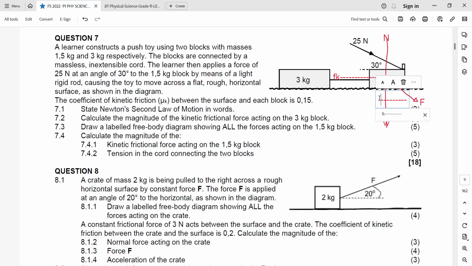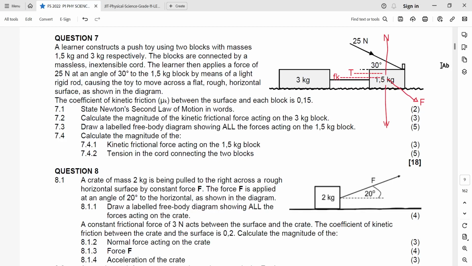The direction in which the string is, that's where you have to put the tension, no matter if you already have a force there or not. You already have F kinetic, then I will put the F tension on that side, smaller or longer. So that's the free body diagram, which means the free body diagram of this question has to be 5 marks.